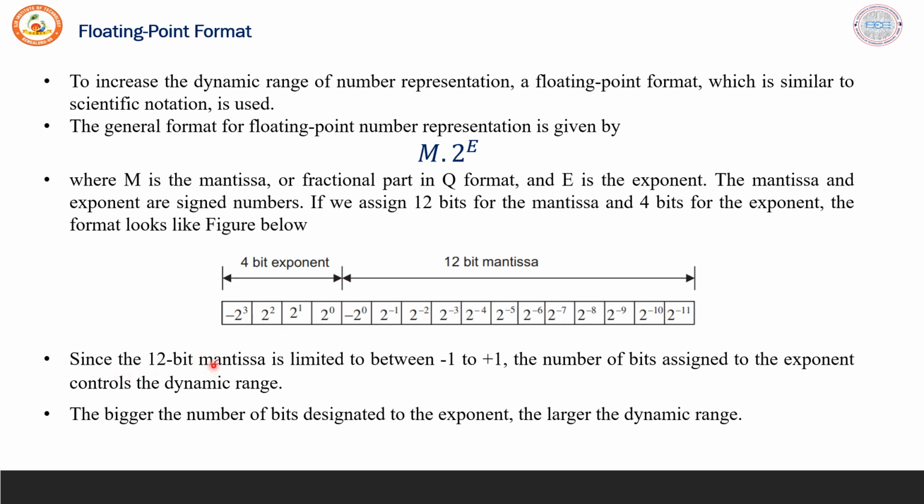Now, since the 12-bit mantissa is limited to the range between -1 and +1, the number of bits assigned to the exponent will control the dynamic range. The bigger the number of bits designated to the exponent, the larger will be the dynamic range. So the mantissa has no role to play in the dynamic range. Everything is under the influence of the exponent.